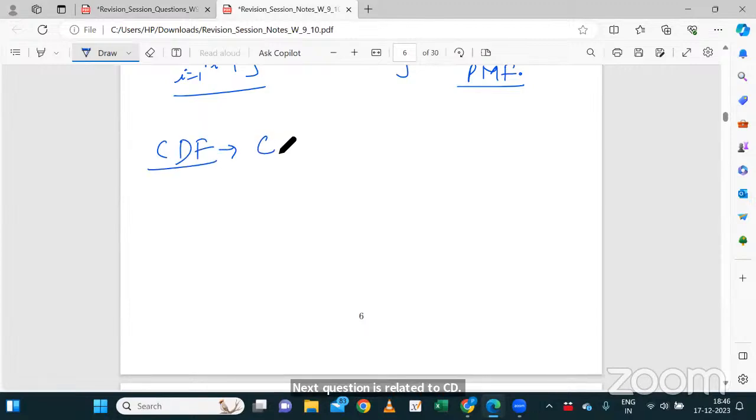First of all, what is the full form of CDF? This is the cumulative distribution function, right? So what do you mean by cumulative distribution function?